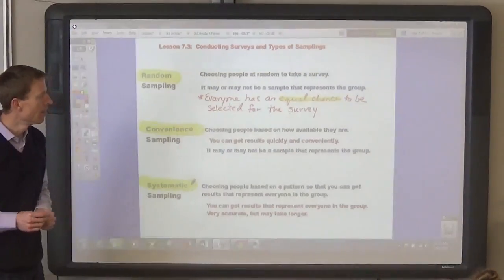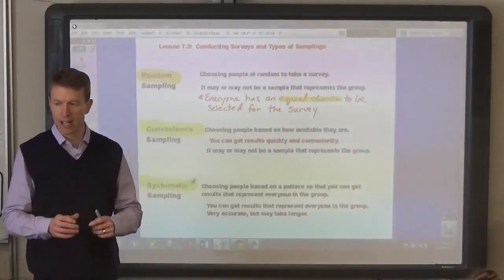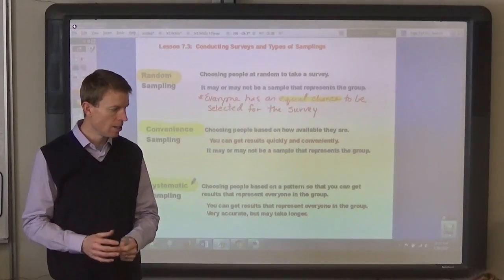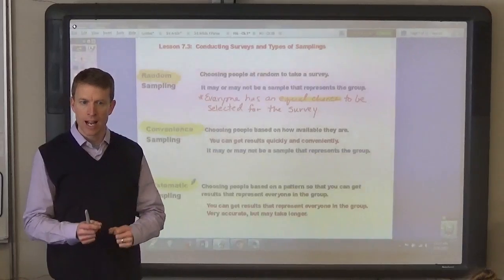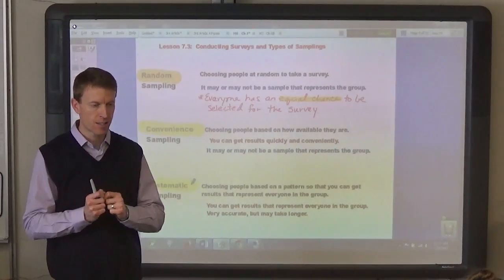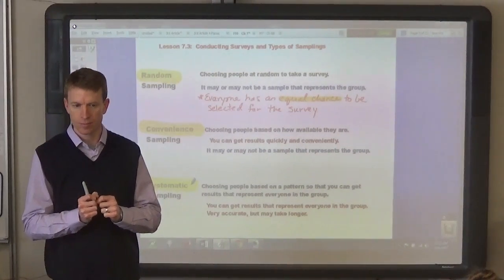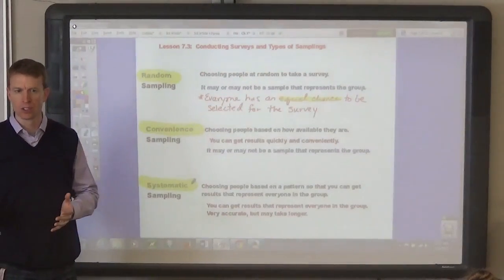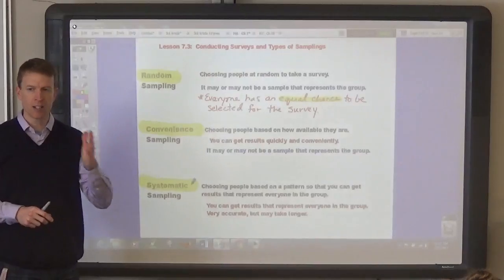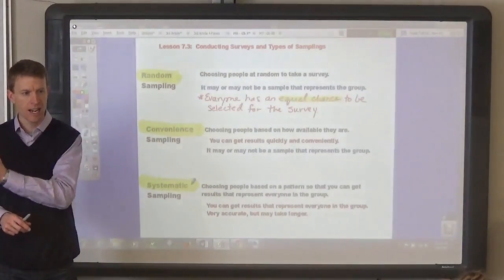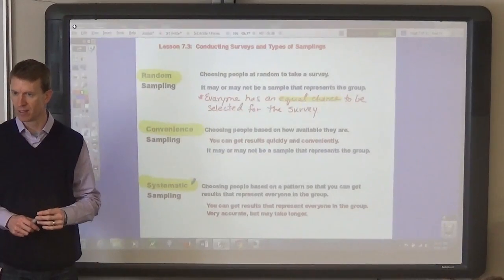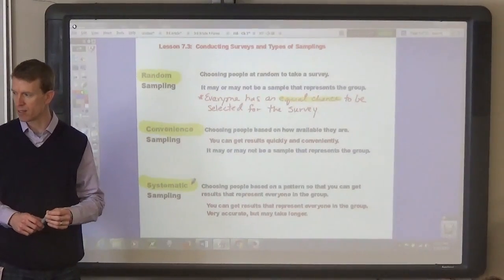Random sampling means actually that every single person in the group that you're going to be polling has an equal chance of being selected. So how can you design something so that every single person has the same chance of being selected for the survey? That's what random sampling means.